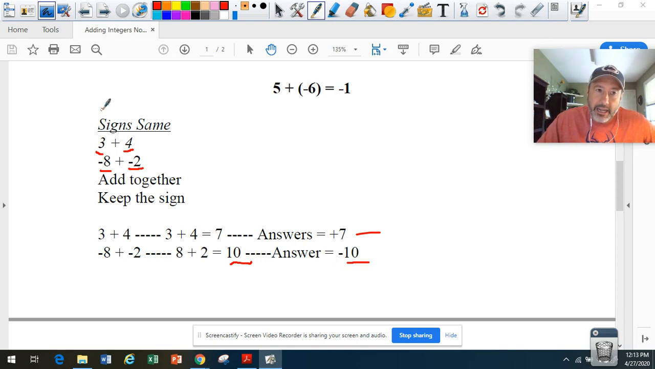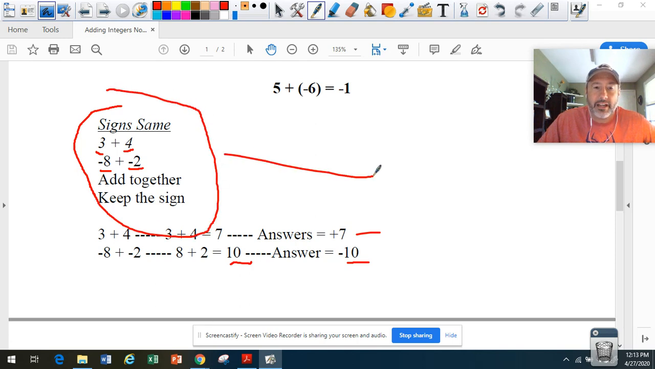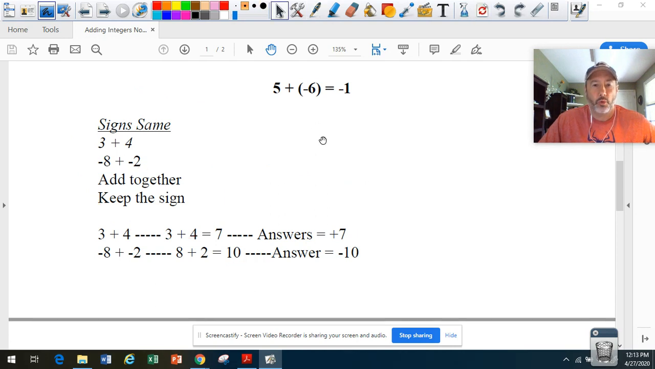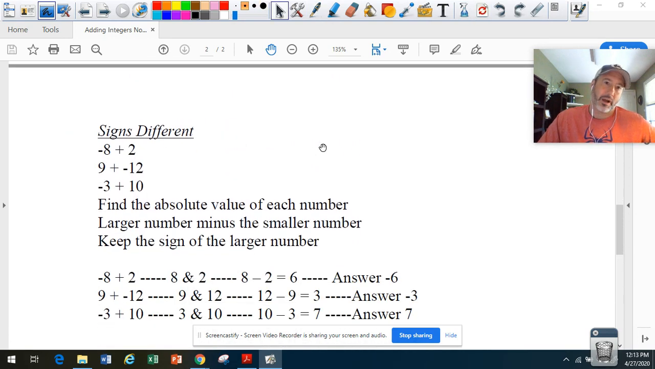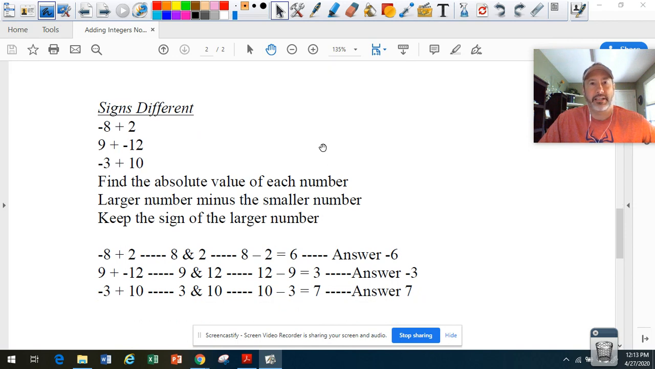Okay, so make sure you put a big circle around this and write the word important beside it, because you must follow this rule. Signs are the same. Add them together, keep the sign. Okay, let's look here at the next rule. What happens now if the signs are different? Okay, a little bit more confusing, but follow along.